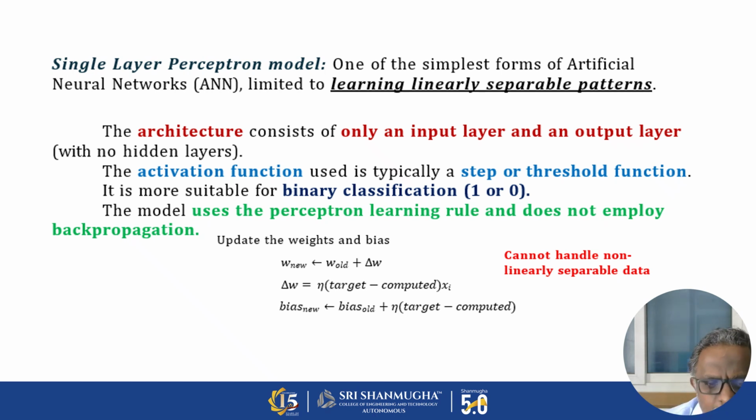Okay. So in a single layer perceptron, you basically apply the learning rule and try to get the updated weights in the simple neural network model.